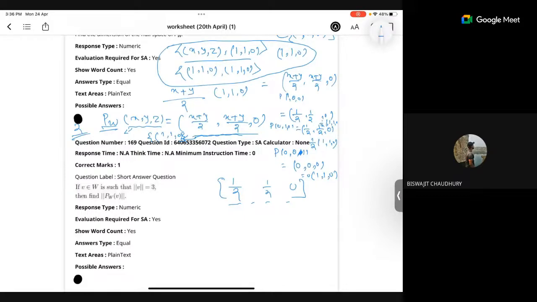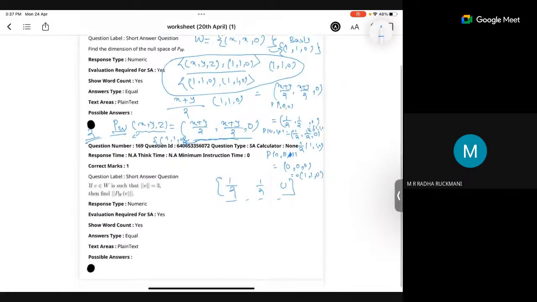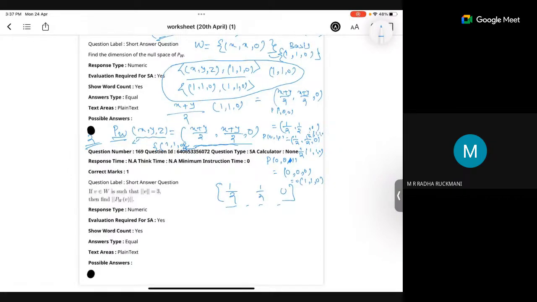Sir, but why are we not using the definition of null space here? Like kernel, we find the kernel and find the dimension to find the nullity. Why should we find the matrix? Can't we just find the kernel, because we already found the null space? The projection of W is x plus y by 2, comma x plus y by 2, comma 0. With that, we equated that to 0 and found the null space, right? So the null space will be x, y, z such that x equal to minus y. So according to that, the null space dimension is 1, right?